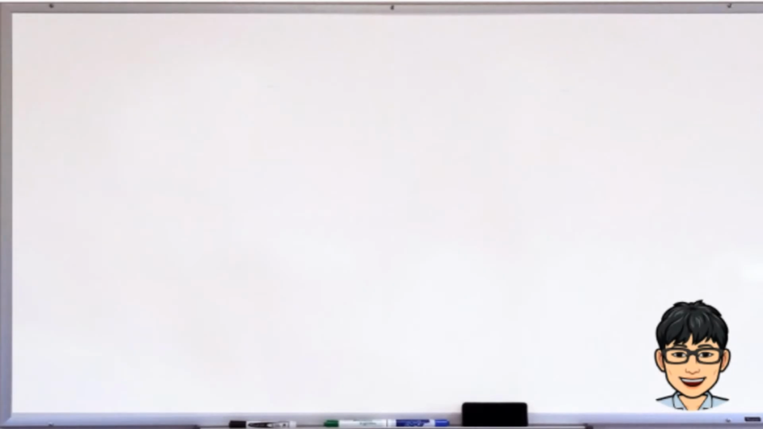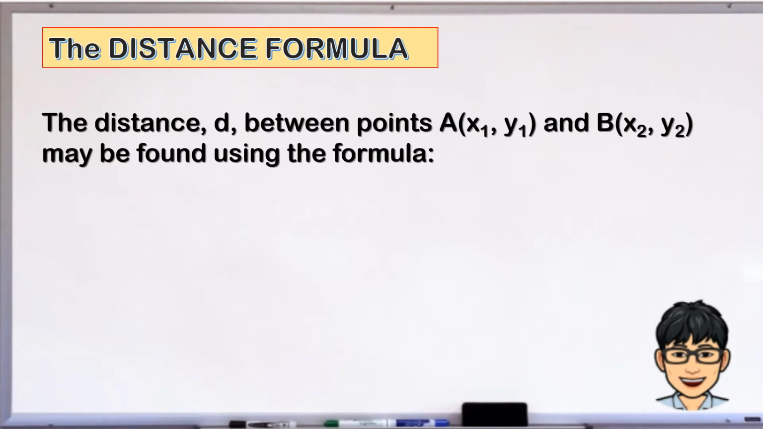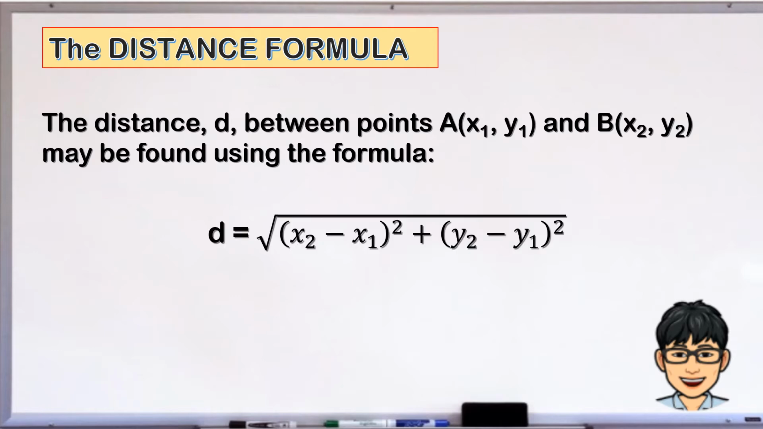Ano nga ba yung distance formula? According to this, the distance d between points A with coordinates x sub 1, y sub 1, and B with coordinates x sub 2, y sub 2 may be found using the formula d is equal to the square root of the quantity of x sub 2 minus x sub 1 squared plus the quantity of y sub 2 minus y sub 1 squared.